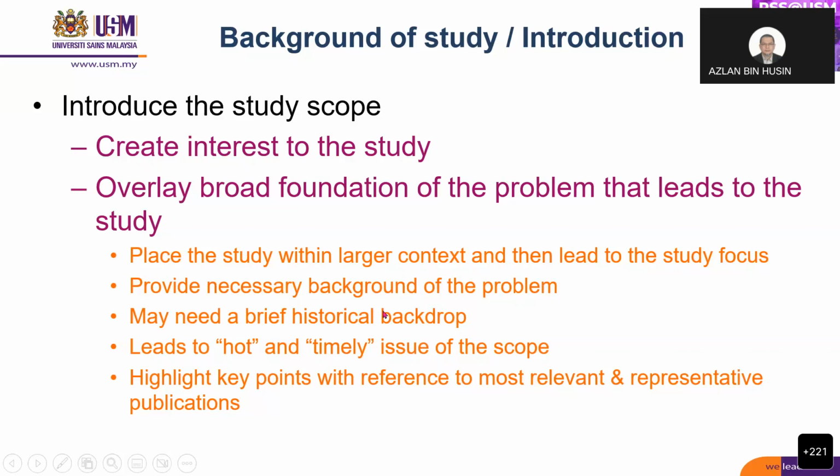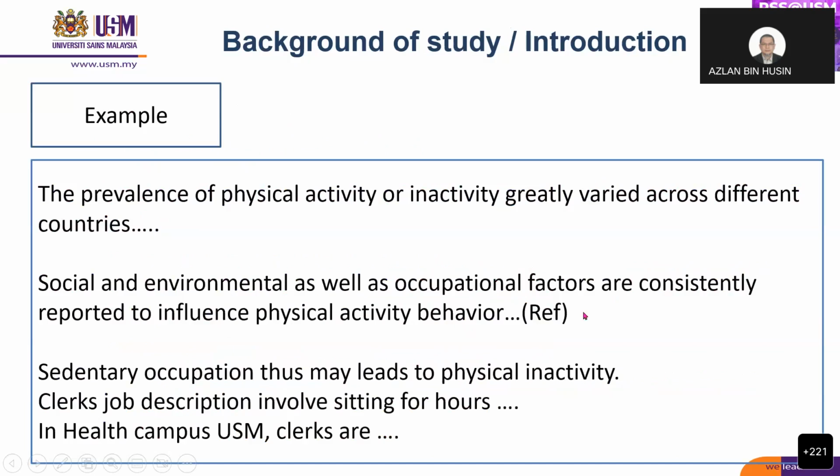All right. So this is an example of the background to study. You want to talk about physical activity. You talk about social environment as well as occupational factors with reference, and you talk about the particular topic, sedentary occupation that may lead to physical inactivity, and so on. Then perhaps this could be the focus of your study population.